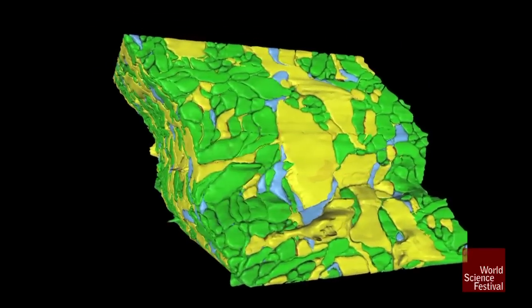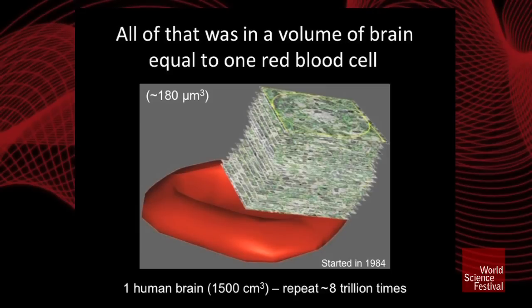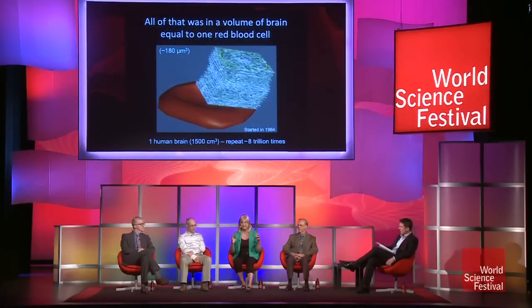And as we go through this, I'm going to tell you at the end here that there are 500 synapses in this volume. 500. This volume is the size of a single red blood cell. It is less than 200 cubic microns. So all of that volume of brain that took us years to reconstruct manually using a computer is so tiny that if we were going to map the entire human brain at that level, we'd have to repeat what I just showed you 8 trillion times.